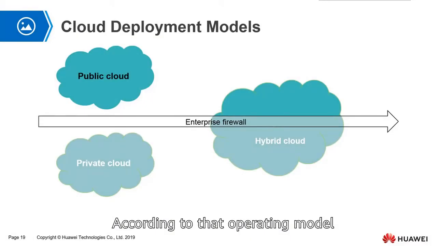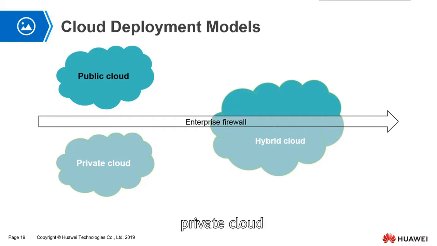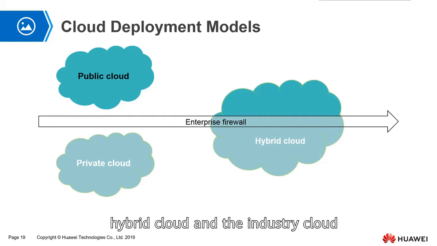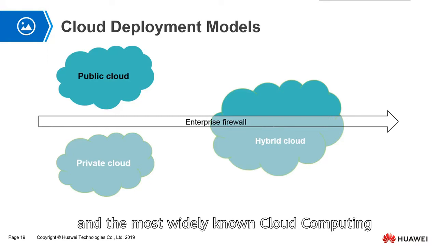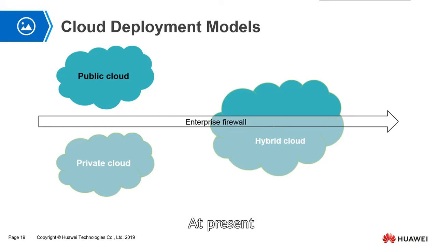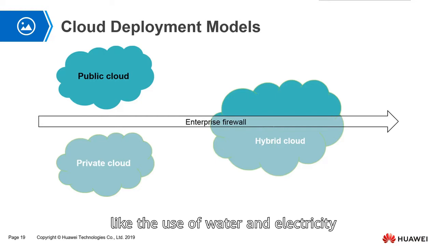According to the operating model, it can be divided into public cloud, private cloud, hybrid cloud, and industry cloud. The public cloud is the first cloud computing and the most widely known cloud computing. At present, the public cloud can provide users with numerous services. Users can use IT services like water and electricity through the internet.